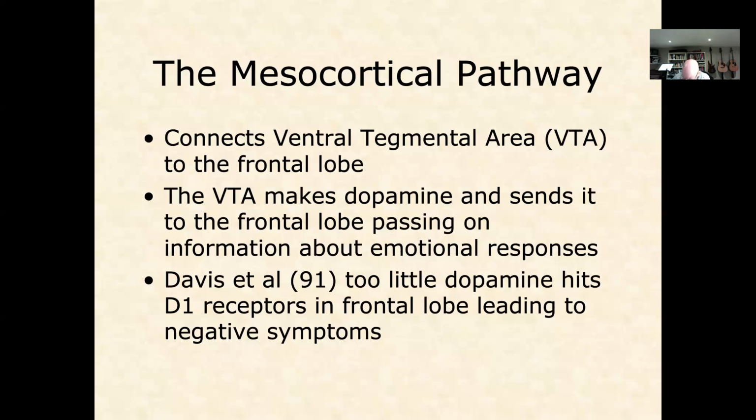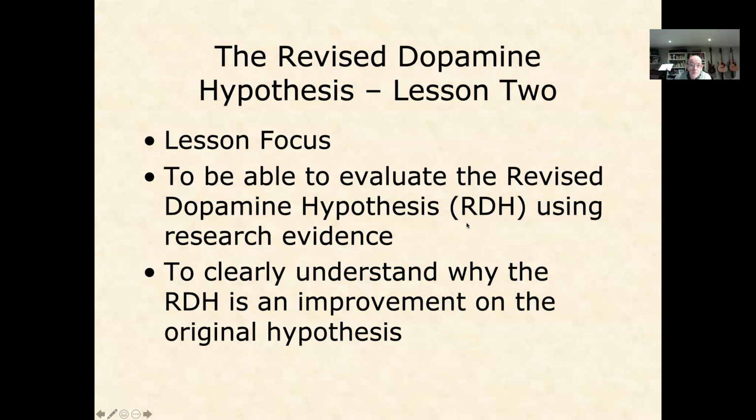So we're saying that the mesolimbic pathway, the first one we looked at, is connected to positive symptoms, and that's too much dopamine in the mesolimbic pathway, in the D2 receptors. It's connected to positive symptoms of schizophrenia, and then not enough dopamine in the D1 receptors in the frontal lobe, in the mesocortical pathway, leads to the negative symptoms.